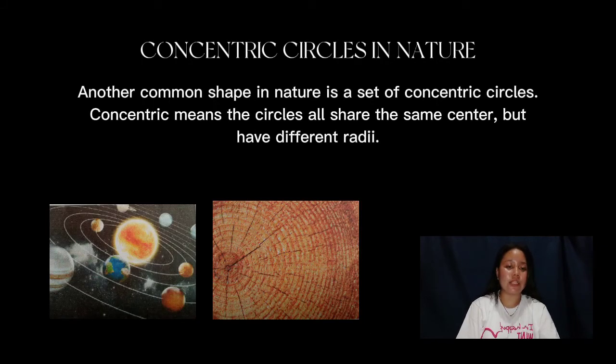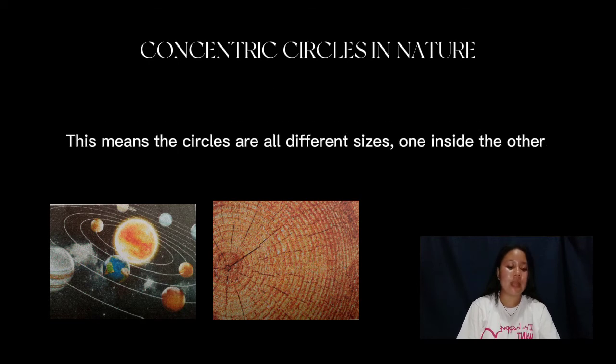Concentric circles in nature. Another common shape in nature is a set of concentric circles. Concentric means the circles all share the same center but have different radii. This means the circles are all different sizes, one inside the other.